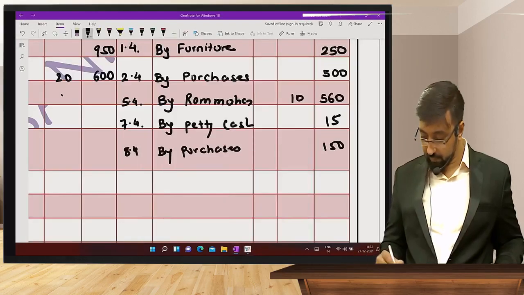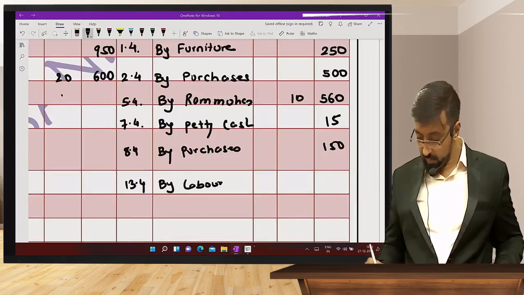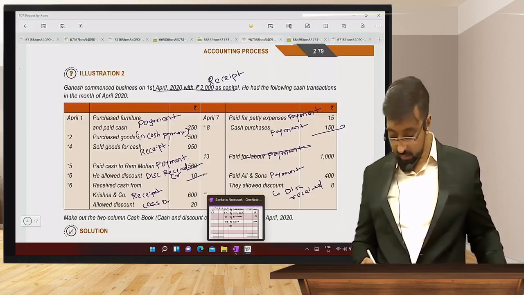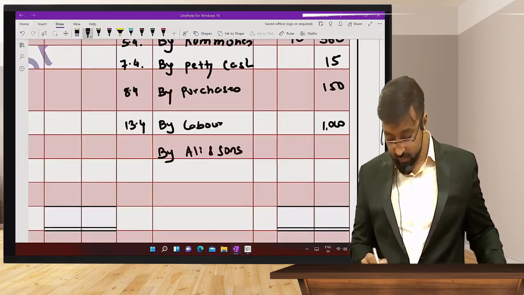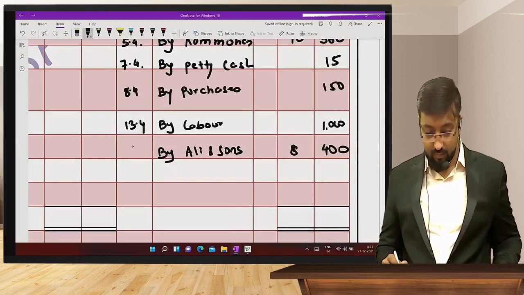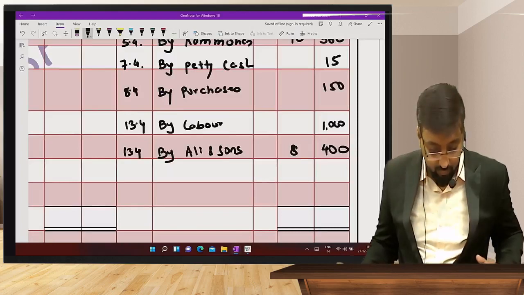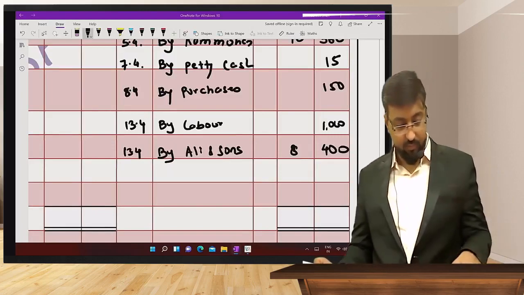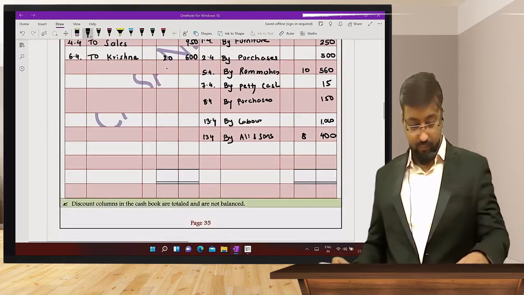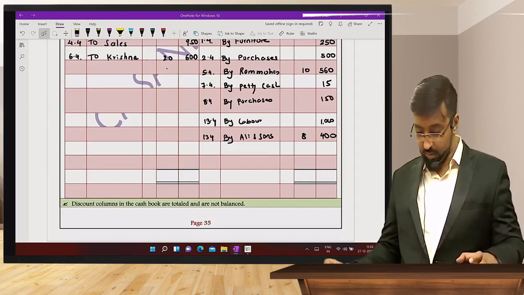Paid for labor, by labor 13, 1000, by Ali and Sons, how much beta? 8 and 400, correct hai? Okay, yes, chalo, now close it.